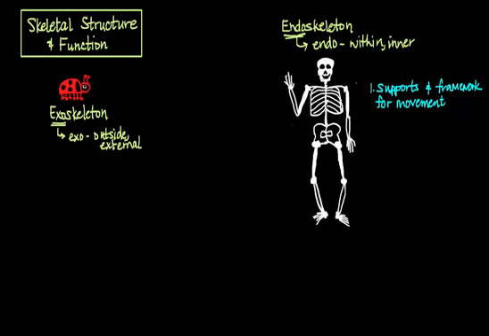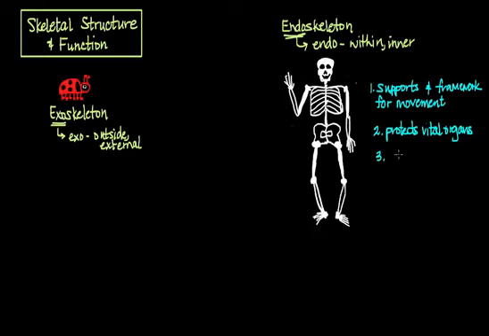Another important function of our skeleton is that it protects our most vital organs. So if you look at the skull, for example, it houses our brain, and the rib cage, it protects our heart and lungs and other organs.